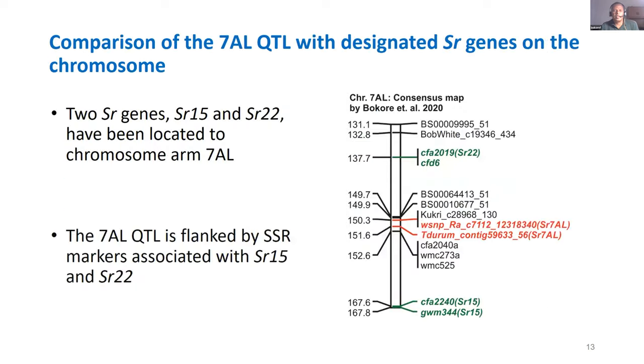Looking at the consistent QTL detected on chromosome 7AL, we compared this QTL with already reported Sr genes on the 7AL chromosome. There were two Sr genes, Sr15 and Sr22, reported on the chromosome. Looking at the position on the consensus map we published previously, and just looking at the markers associated with Sr15 and Sr22, compared with the 7AL QTL, they were not far located. They were in proximity, at least 15 to 17 centimorgan away from the 7AL QTL.